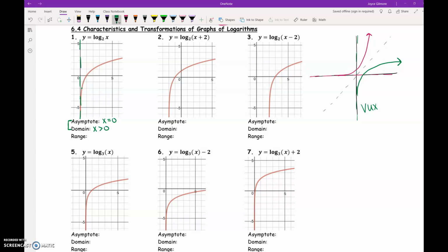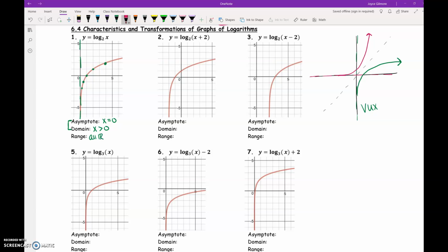This point is like 0.2. This point is 0.5, 1, 2. Somewhere over here, this one is 4. All of those x values are bigger than 0. So all of your x's, your domain, x is greater than 0. Our range this time is all real numbers. Do you see how that switches from exponential graphs?